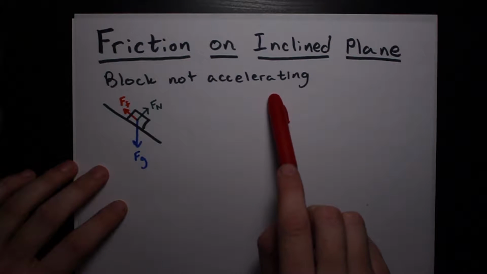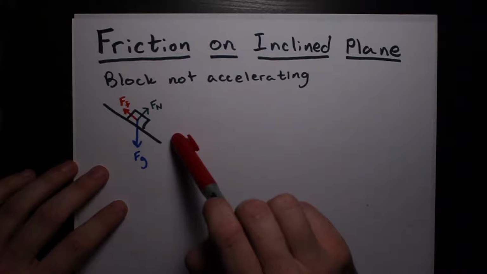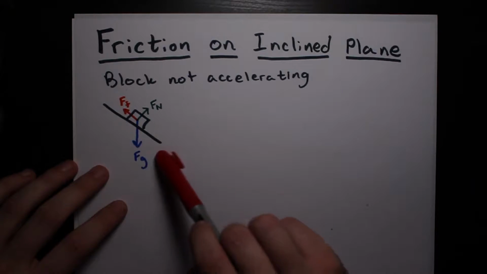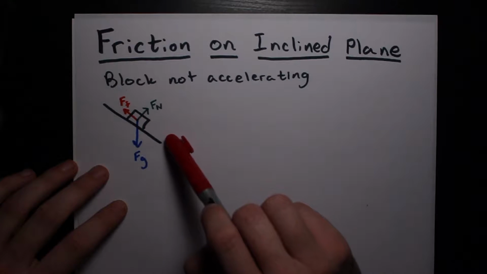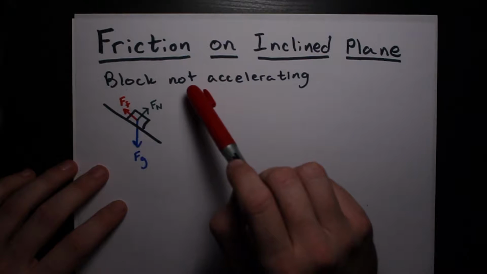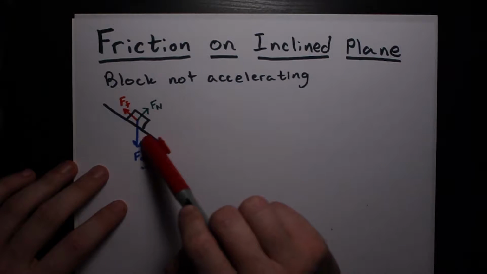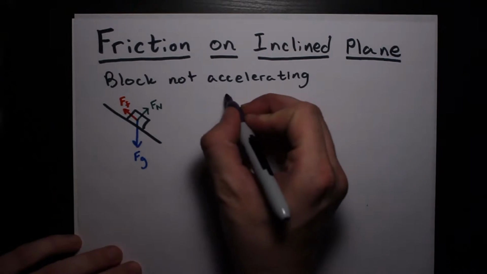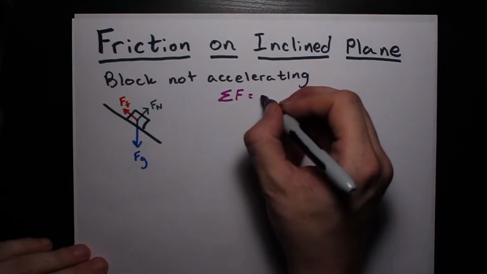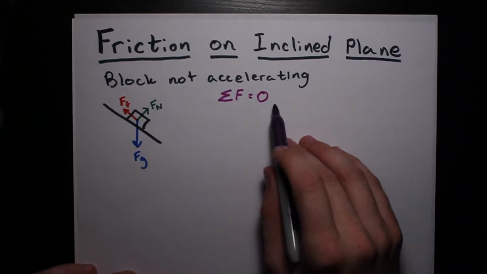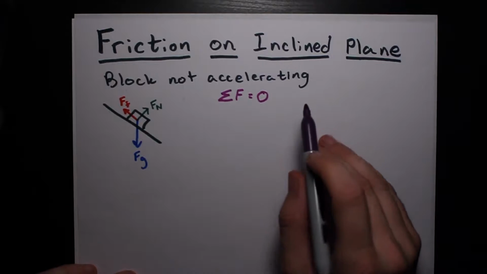And if the block is not accelerating, all these forces right here are going to be balanced. So that means that there is no net force. It might be moving at a constant velocity, or it might just be sitting there. Either case, it is not accelerating, so therefore all these forces should sum to zero. And if all the forces are zero, that means that there's no net force.